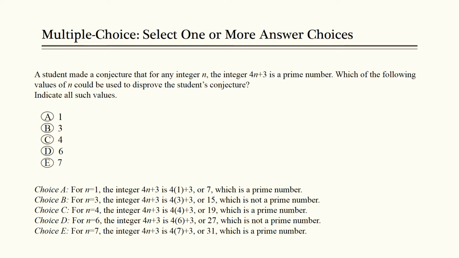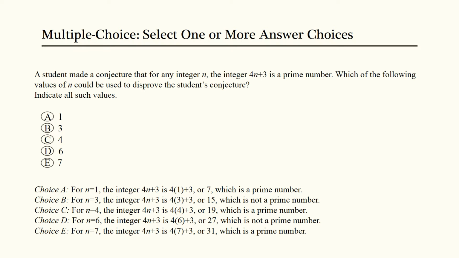Now let's try to attempt this question. A student made a conjecture that for any integer n, the integer 4n plus 3 is a prime number. Which of the following values of n could be used to disprove the student's conjecture?